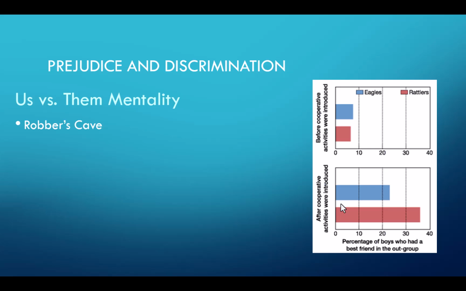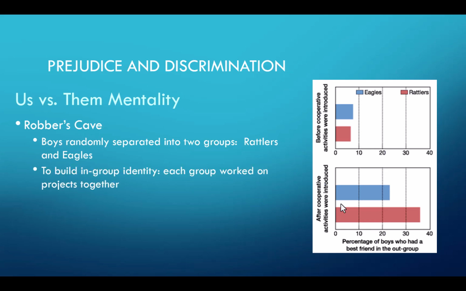It took 11 and 12-year-old boys that were randomly assigned to one of two groups, and they were put in a real-life Boy Scout camp situation. So they randomly assigned them into the Rattlers or the Eagles. To build the in-group identity, he had groups work on projects together. Then he put them into competitions against each other and wanted to see what happened.